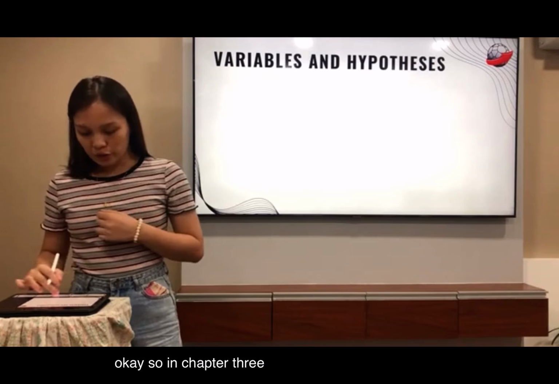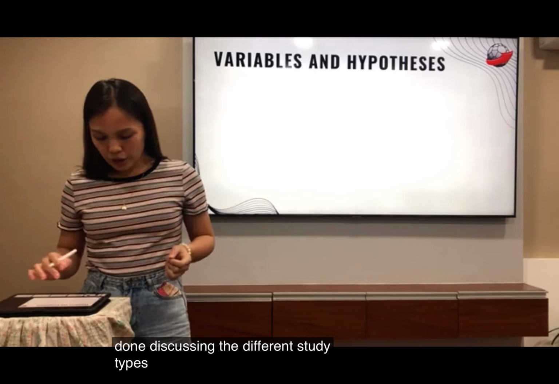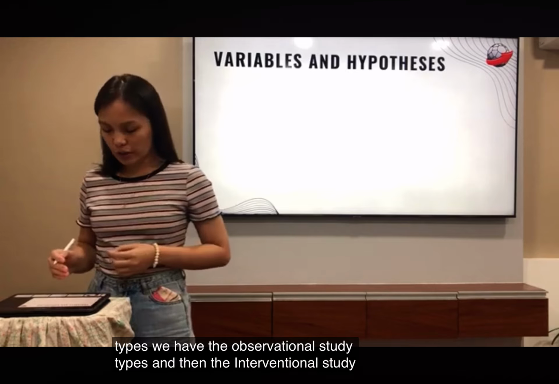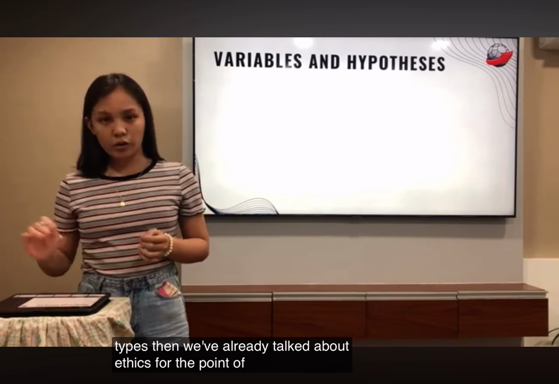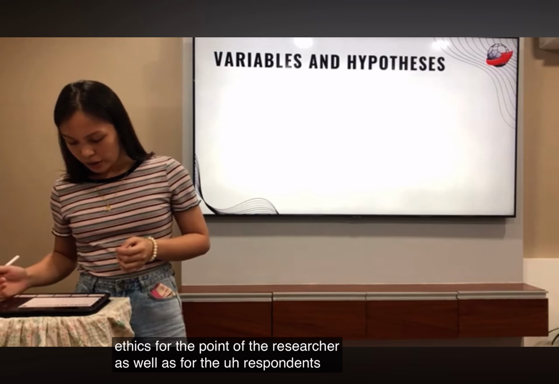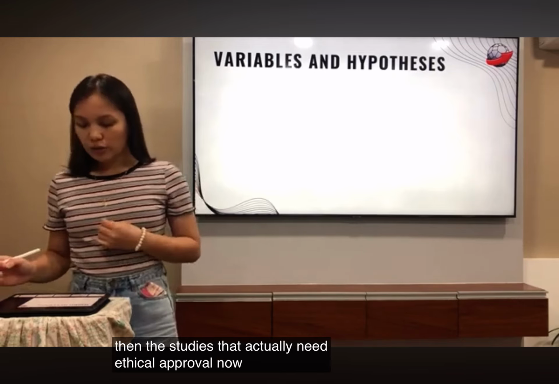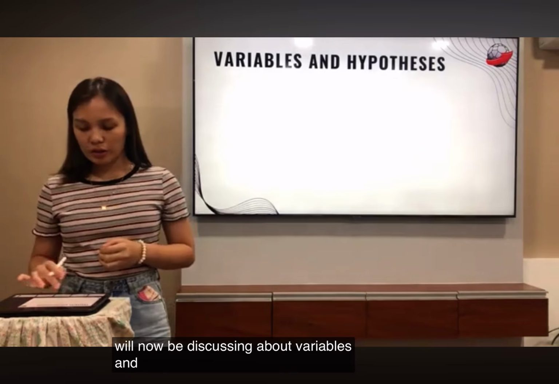So in chapter 3, we are already done discussing the different study types. We have the observational study types and then the interventional study types. Then we've already talked about ethics for the point of the researcher and as well as for the respondents, and then the studies that actually need ethical approval. Now at this point, we will be discussing variables and hypotheses.